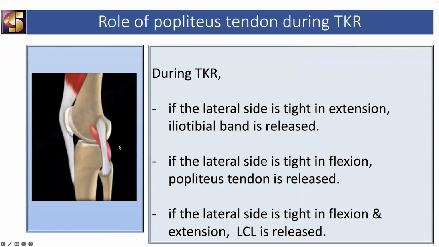So reviewing the literature, I just got these three important things. During TKR, if the lateral side is tight in extension, the iliotibial band is released. And if the lateral side is tight in flexion, the popliteus tendon is released. And if the lateral side is tight in flexion and extension, the LCL is released.